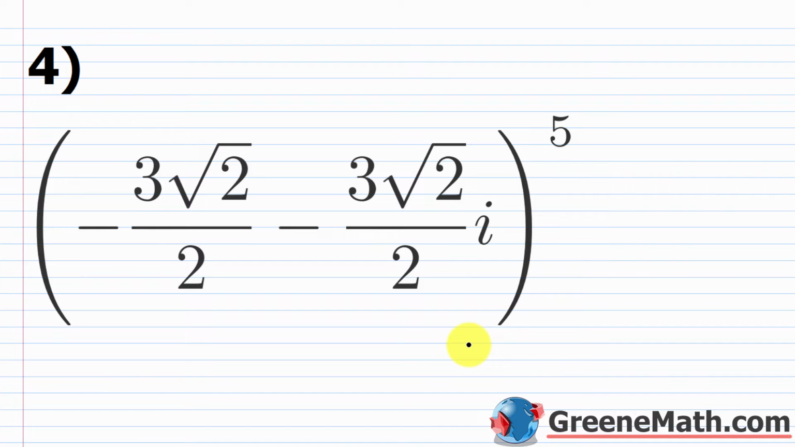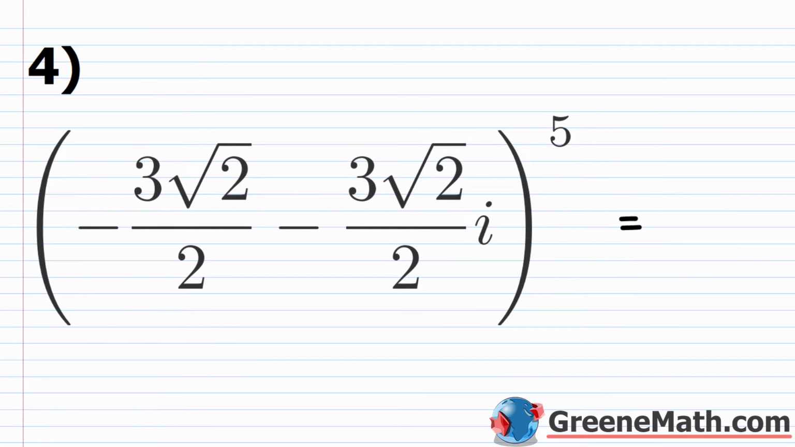All right, let's take a look at problem 4 now. So once again, we're given the complex number in the rectangular form, or again, you can call this standard form, the a plus bi, or the x plus yi. So we have the negative of 3 times square root of 2 over 2, minus 3 times square root of 2 over 2 times i, and then this number is raised to the 5th power.